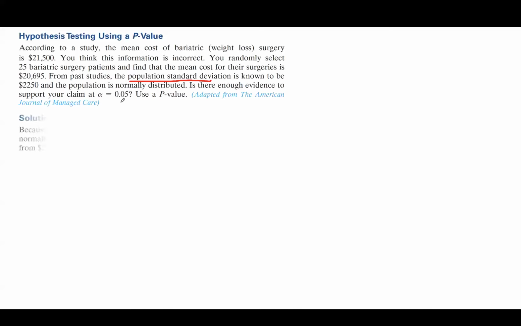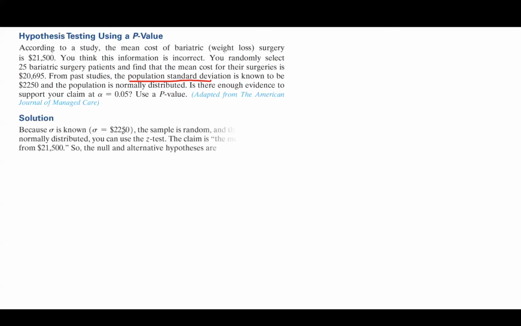So let's take a look at this step by step. We know sigma is given to us. Sigma, or population standard deviation, is $2,250. The sample is random and the population is normally distributed. You can use a z-test. The claim is the mean is different from $21,500. Since it's different from, this is your alternative hypothesis; the null hypothesis says that no, it is exactly $21,500. The alternative hypothesis and the claim are the same.